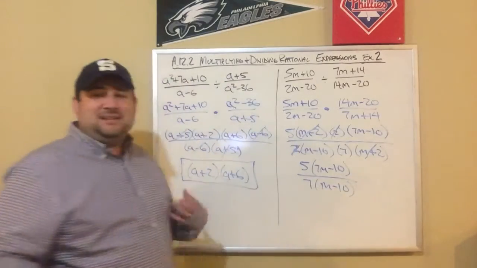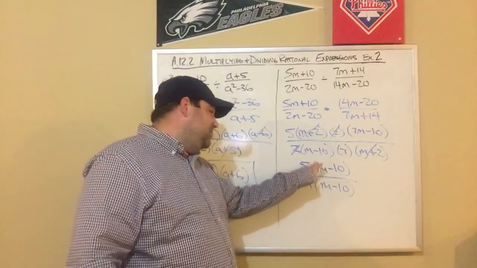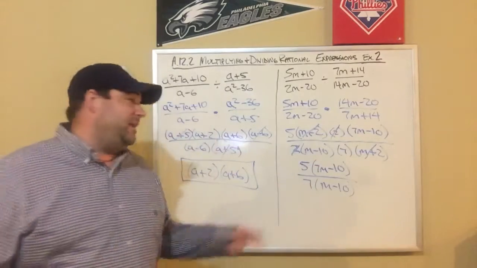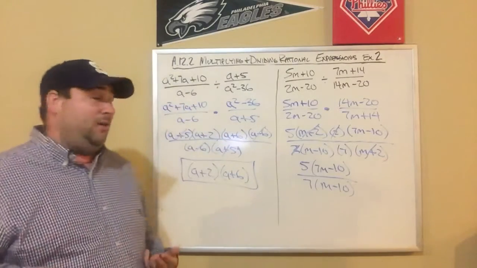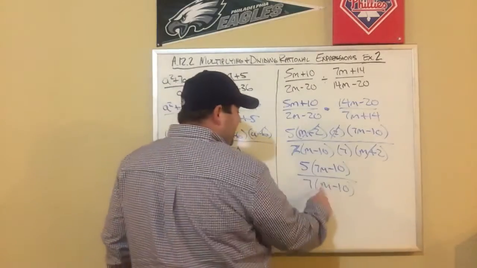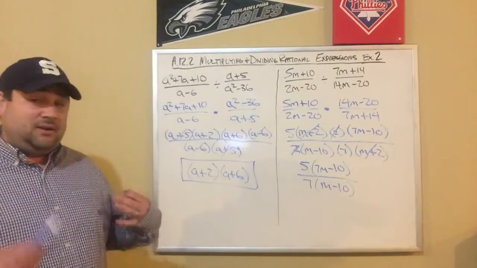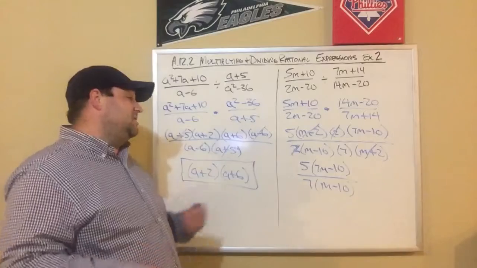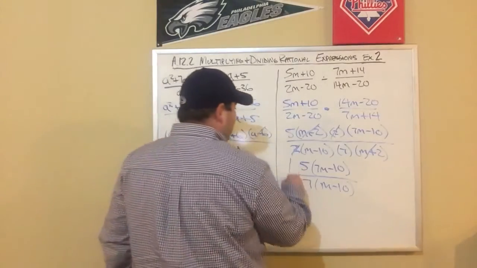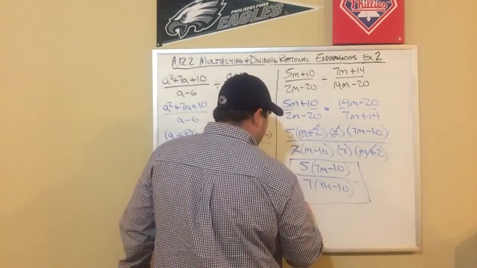And I can't cancel anything out. I can't do this 7 with this 7. It doesn't work that way because I couldn't take the 7 out of the 10 as well. And 7m minus 10 and m minus 10 are not factorable. They are different binomials. So there's nothing else I can do. That is my answer. That's as far as I can go.